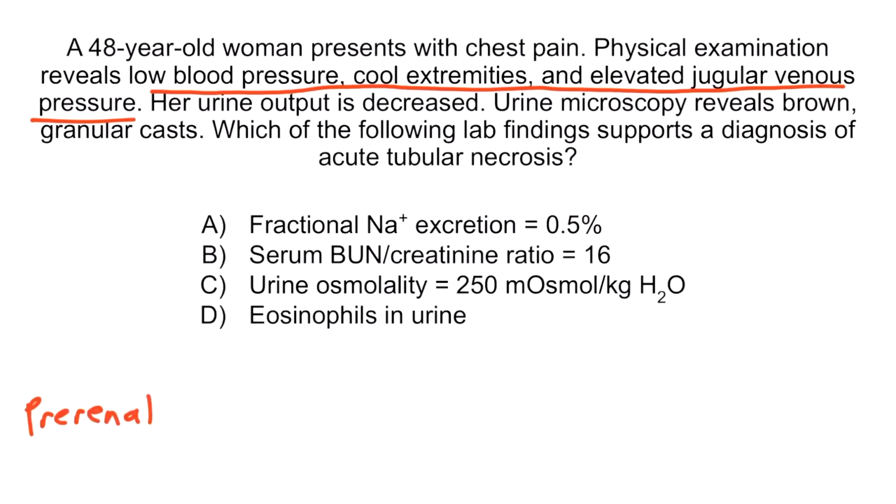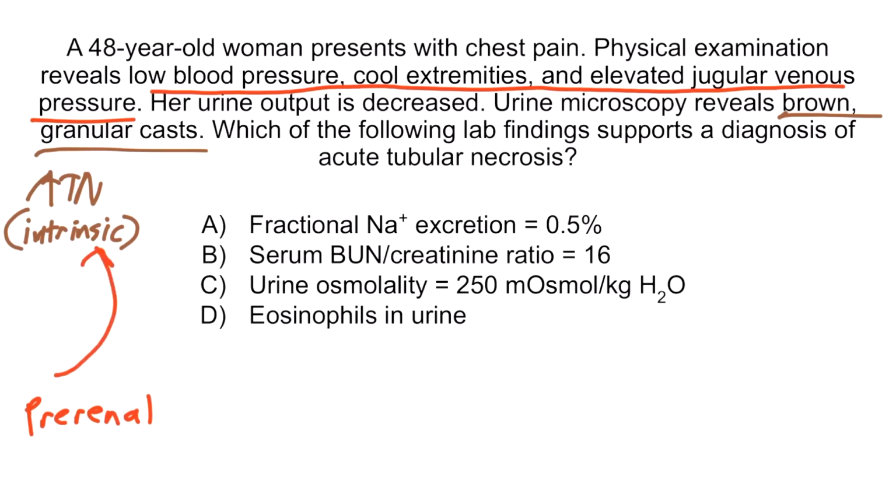But we're also told that urine microscopy reveals brown granular casts, which is a finding of acute tubular necrosis. And that's a cause of intrinsic azotemia. So this is similar to the question before, where there's a prerenal condition that goes on long enough that leads to ischemic injury and acute tubular necrosis. So we're not expecting this to be prerenal. So now we just need to remember what are the lab findings that we would expect with acute tubular necrosis, and then we can answer the question.